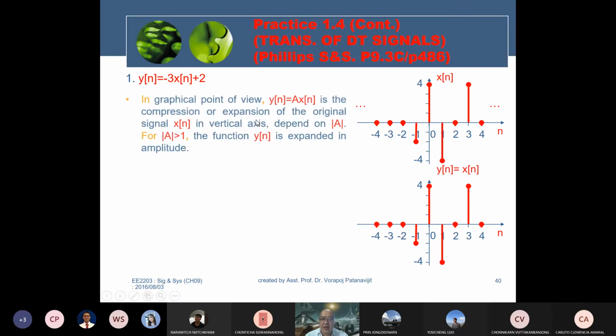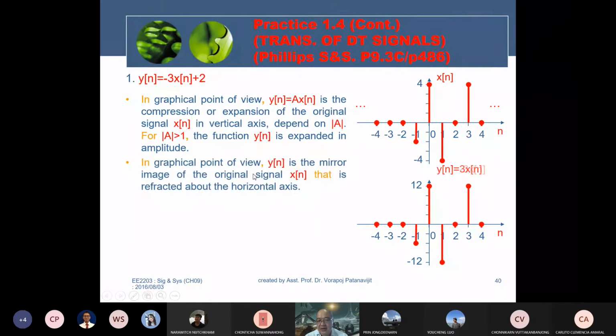From the graphical point of view, y[n] equal to a x[n] is the compression or the expansion of the original signal x[n] in the vertical axis, depending on the absolute value of a. In this case, a equal to 3, therefore the signal will be extended 3 times. Or in this case, we rescale the signal by 3, from 4 to 12. Next, we proceed to the amplitude reversal.